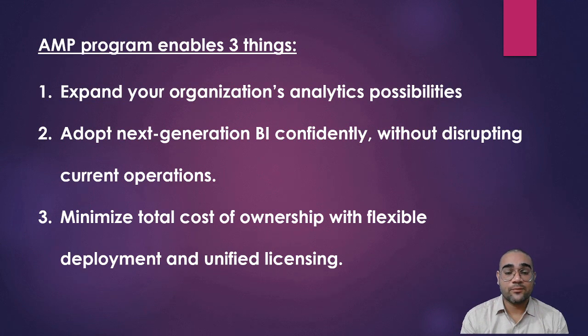The third point enables you to minimize total cost of ownership with flexible deployment and unified licensing. Under this, Click provides different options for deployment as well as licensing. For deployment, you can either have an on-premise deployment, or you can deploy ClickSense on the cloud, or you can go for the SaaS offering. For unified licensing, you can have the power of dual licensing, where a single license can be used by a person for ClickView as well as ClickSense. This way, the AMP program enables you to leverage the power of both tools, ClickView and ClickSense.